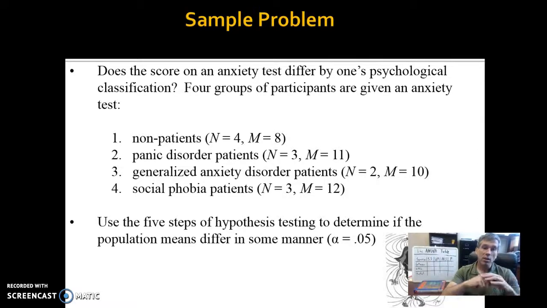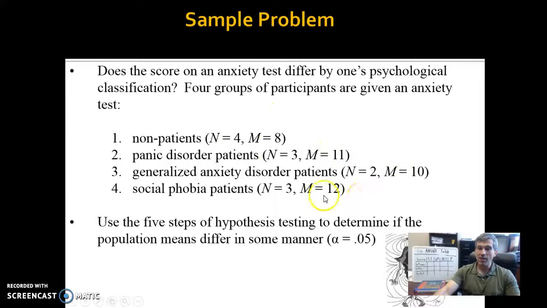So let's say that we take 4 samples of participants and each one is representing its respective population. We have people with no specific anxiety disorder at all, and then we have 3 different types of anxiety disorders: panic disorder, generalized anxiety disorder, and social phobia. We see some basic information here. We know the number of people in each group. It's not exactly even. That's oftentimes true in research.